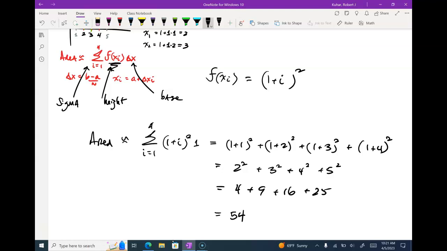We know the answer should have been 41 and a third. This is too much. What happens when I do 6 rectangles? The area gets closer to 41 and a third. What happens when I do 100 rectangles? It gets closer. What happens when I do an infinite number of rectangles? I get the exact value, 41 and a third. And we're about to do that. Let's double check our actual area on the calculator real quick. And so do this with me, please.